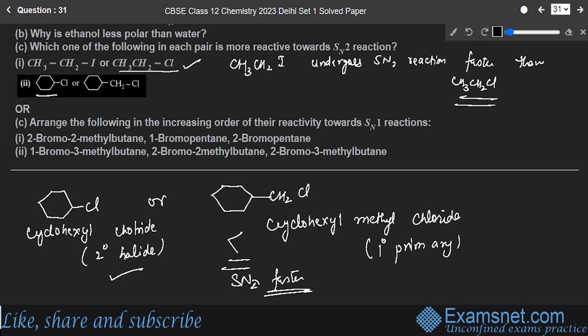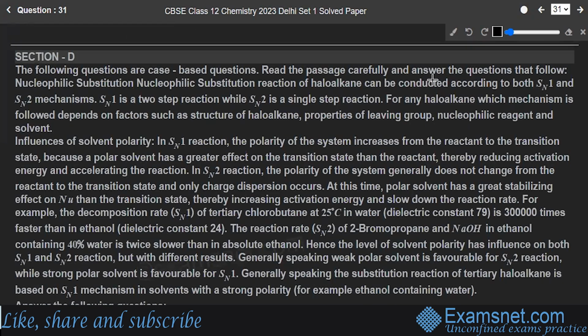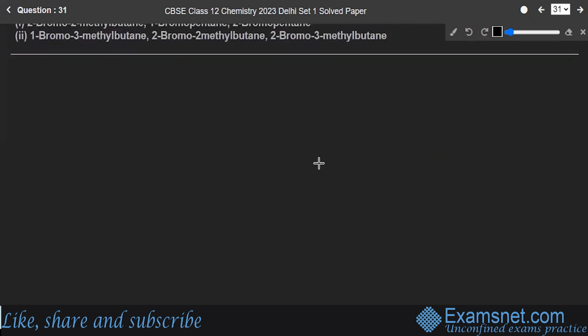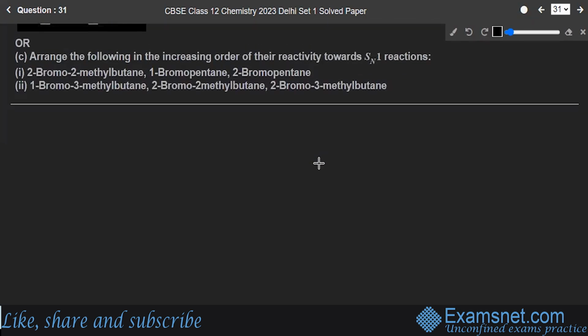Now let's go with the second part of the question. This is the choice. You can either attempt this question or this question. So let's go with this. Arrange the following in the increasing order of their reactivity towards the SN1 reaction. I'm gonna clear the screen now. So let's look at it over here.